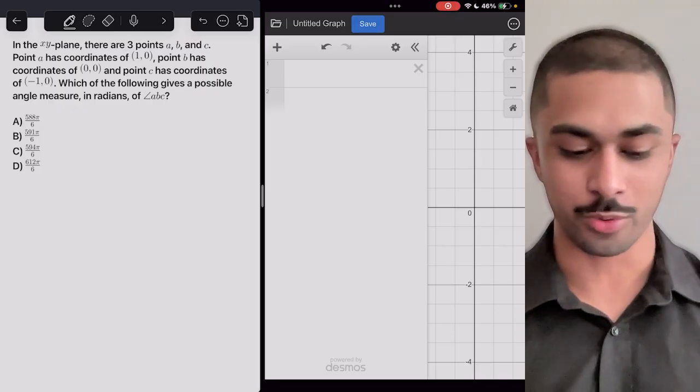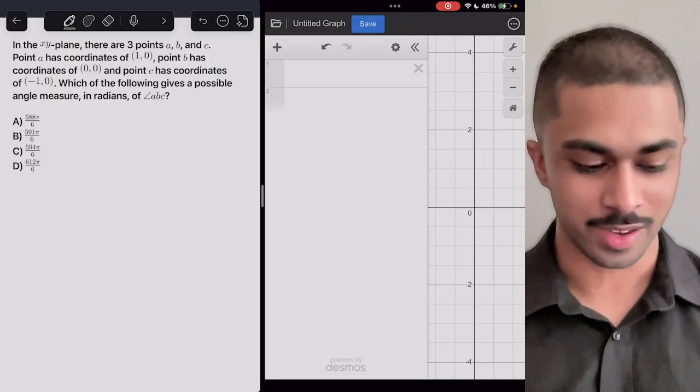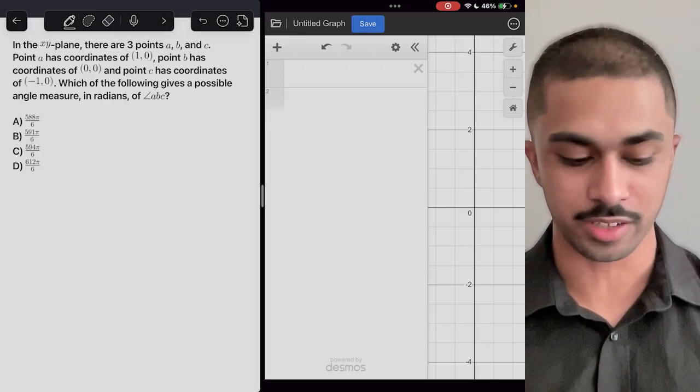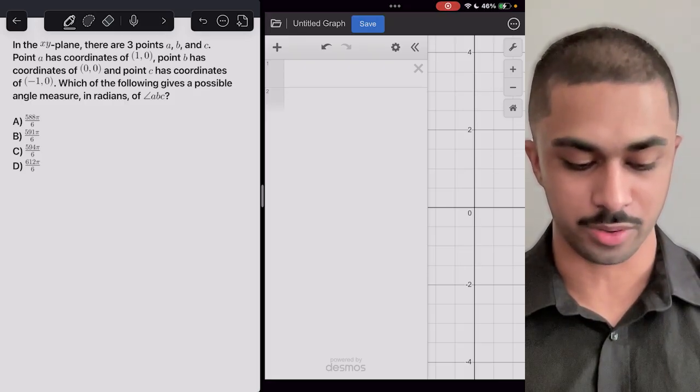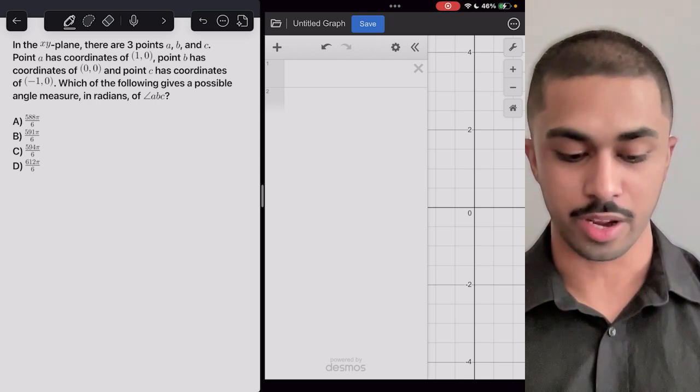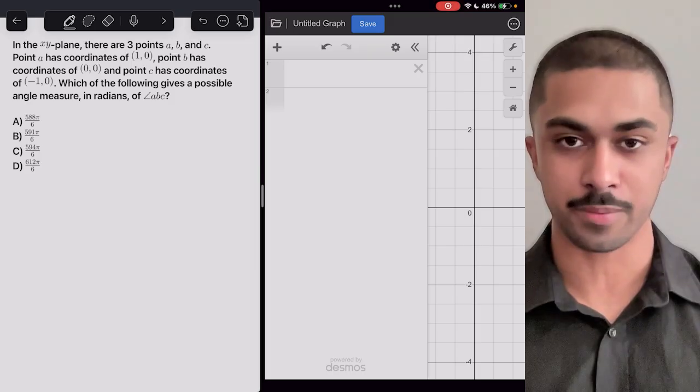In the XY plane, there are 3 points, A, B, and C. Point A is the coordinates of 1, 0. Point B is the coordinates of 0, 0, and point C is the coordinates of -1, 0. Which of the following gives the possible angle measure in radians of angle ABC?